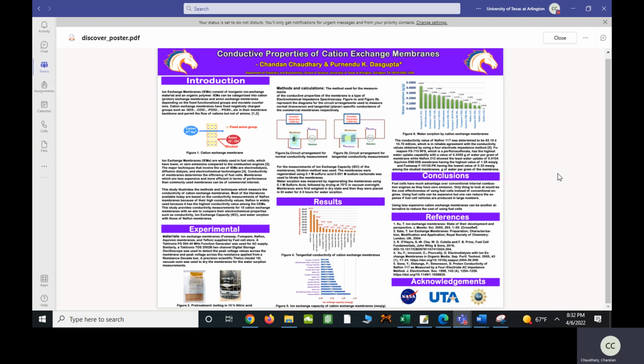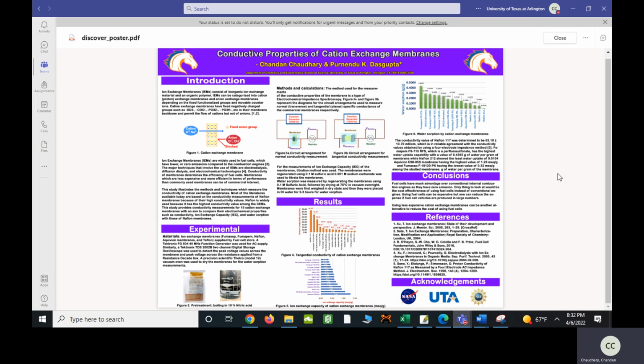For conductivity measurements, the membranes were cut into rectangular pieces and boiled in 10% nitric acid for pretreatment, as you can see in figure 2. Then two different types of conductivity measurements were carried out. As you can see in figure 3a and figure 3b, they represent the circuit arrangement for normal conductivity and tangential conductivity measurements respectively.